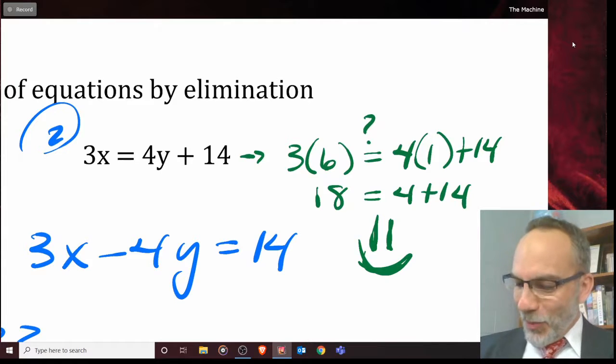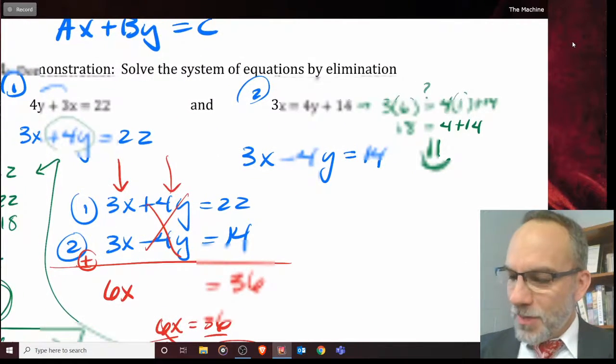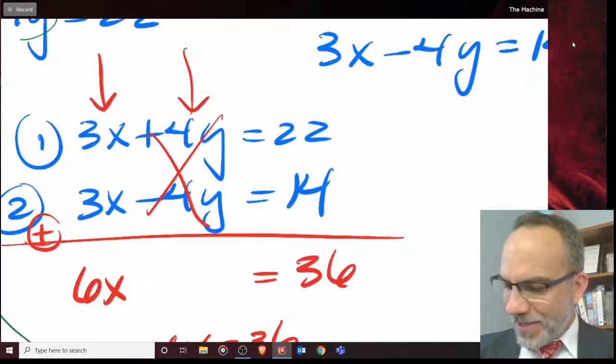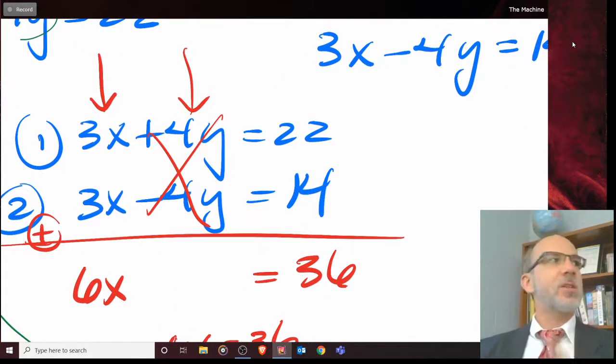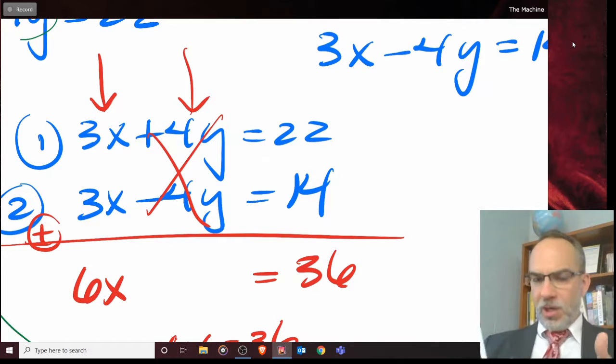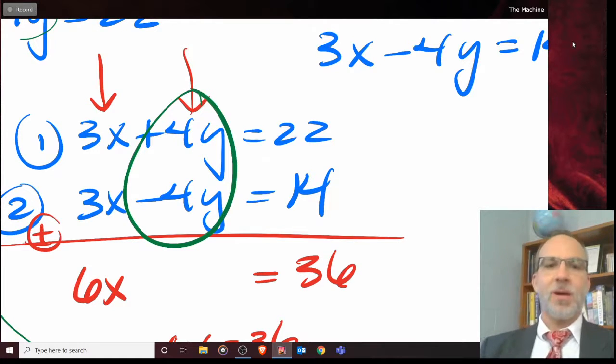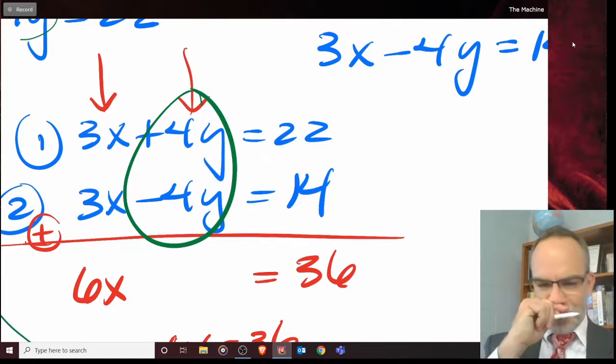Yeah, so the strategy for elimination would be to write the equations first in standard form and then stack them on top of each other in such a way that when you add up the columns, one of the variables is eliminated. Now, this one was ridiculously easy because it was already set up right there to cancel with the positive 4y's and the negative 4y's.